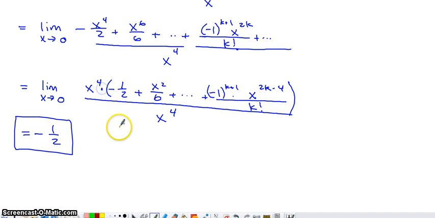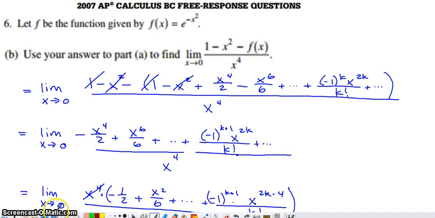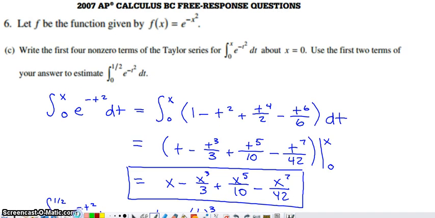Once you have this product expressed here, you can cancel those x to the fourths. Now, check out what happens when you put 0 in place of all the x's. There's a 0 here. All these terms that we haven't shown are going to have a 0. This term is going to have an x that a 0 is going to go in place of. The only term we're left with is negative 1/2, and therefore that limit is going to equal negative 1/2. So here's a situation where using a series actually helps us evaluate a limit.